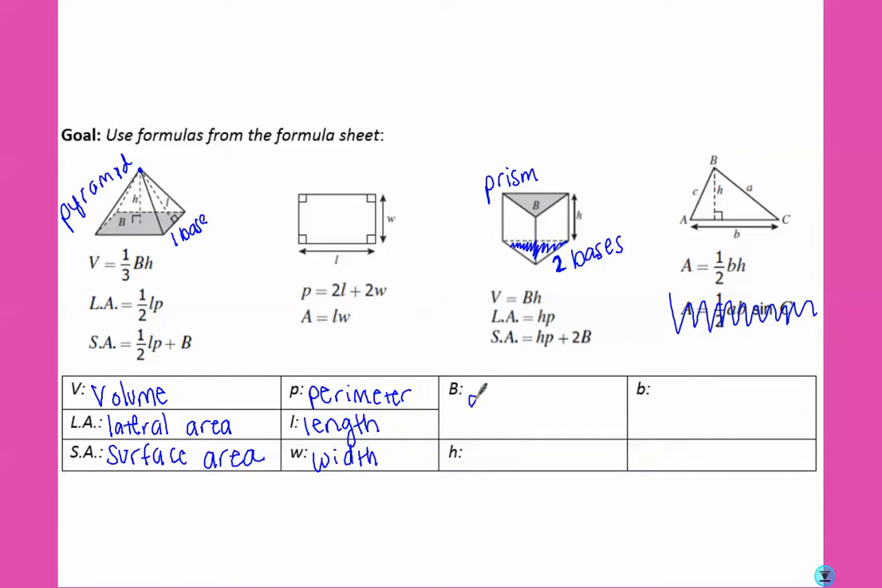Capital B is the area of the base, which we have in both our prism and in our pyramid. H stands for height. And lowercase b stands for length of the base. So in this triangle, it's how long the base is.